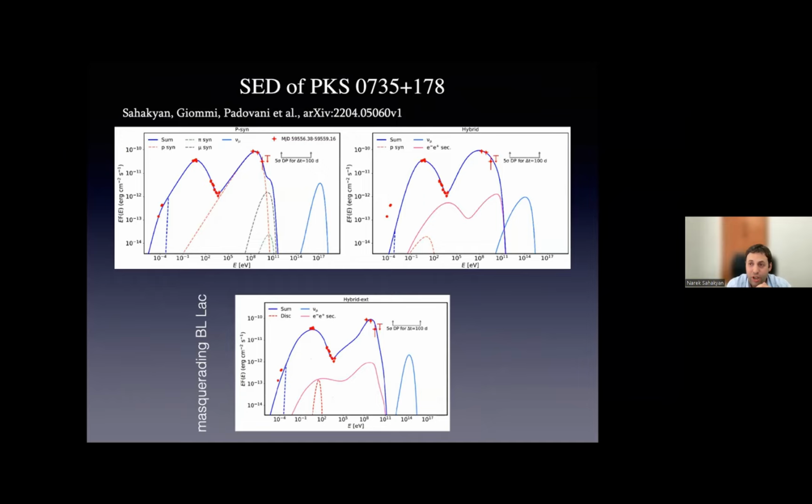The most promising scenario, which could predict around 0.1 neutrino events, is this hybrid external scenario, where electrons and protons are interacting with the external photons coming from the broad line region of this object, and this is because of the masquerading BL Lac nature of this object. In principle, this object has a lot of data, and this is only the single period when a neutrino was observed, but it will be very interesting to see how this radiation is changing in time. So this was my last slide.